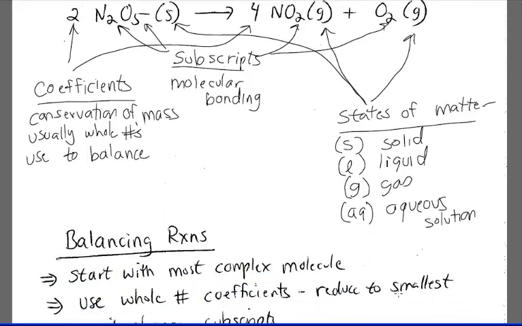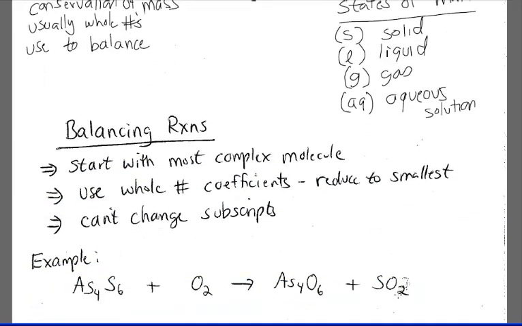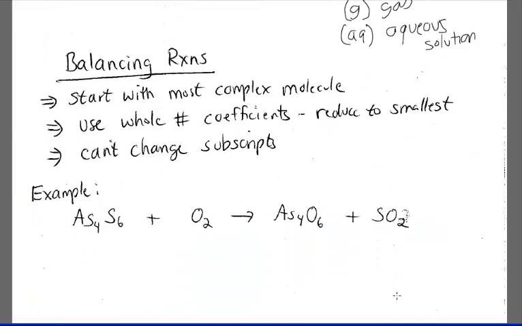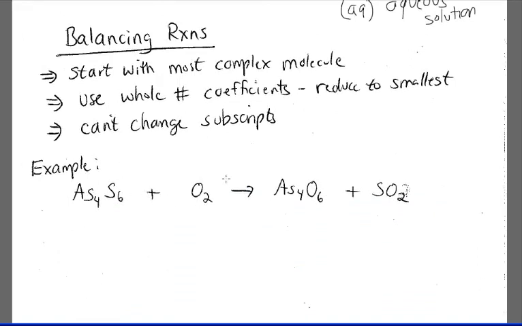Okay, and when we want to balance reactions, we have to put in the coefficients. So we start with some equation that's not balanced, and we start with the most complex molecule generally, use whole number coefficients, and if you end up with larger than the smallest ones, reduce them to the smallest. And remember that you can't change the subscripts because that tells the bonding. We're not changing what the molecules are when we balance, we're just making sure there's a balance of atoms before and after.